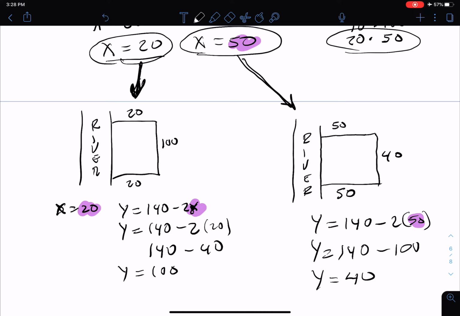So there are the two particular drawings, the two particular dimensions that will produce an area of 2,000 square meters. If you multiply length times width, you'll find that they both will produce 2,000 square meters. Let's go and find the answer.